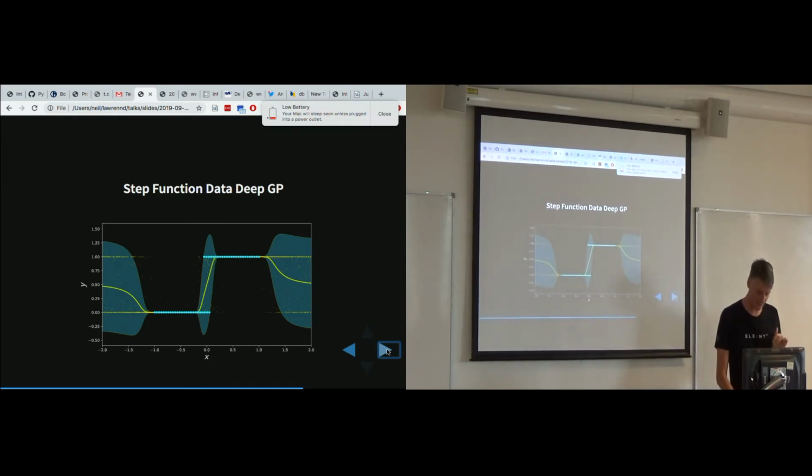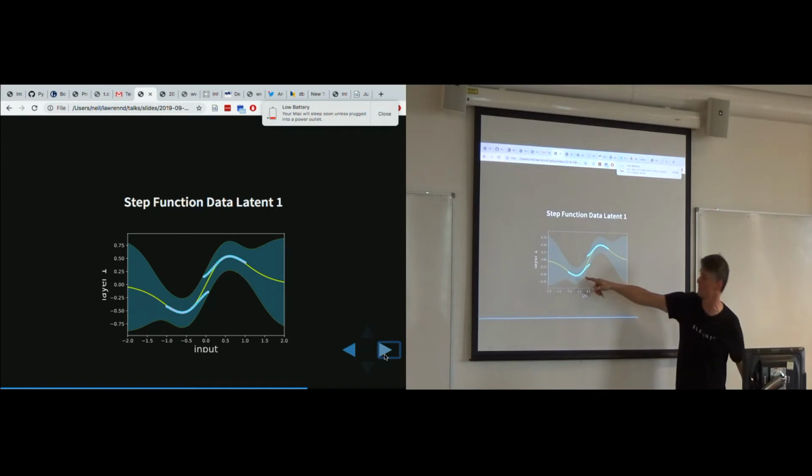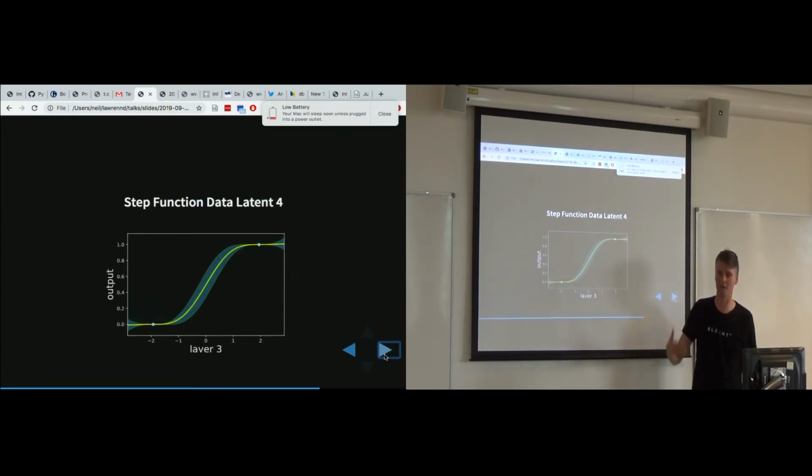And how's it done that? Well, this is a 4-layer. To get this effect, all it's done is it's almost put a bunch of sigmoids together. So this is layer 1. There's 4 layers here, I think. This is layer 2, layer 3, layer 4. If I compose a bunch of sigmoids, I actually get a step function. And the Gaussian process is very happy to do that sort of sigmoid. It's like, that's fine. And it's injected a bit of uncertainty.